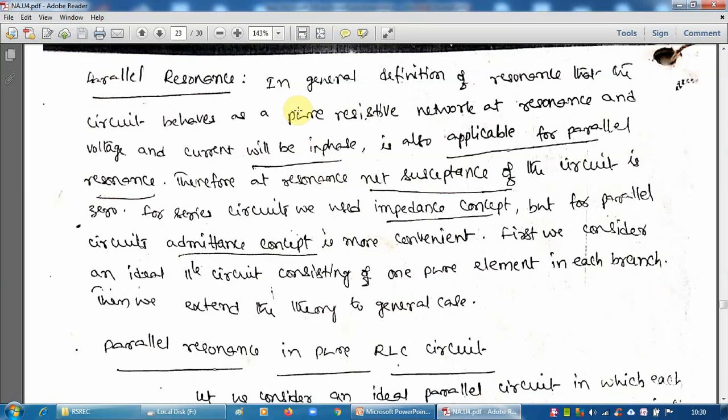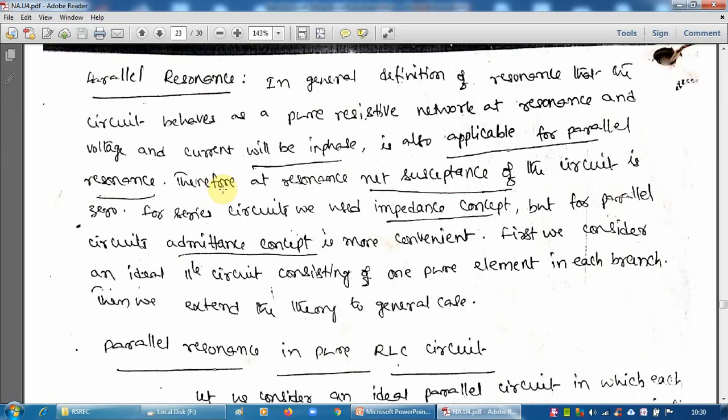Parallel resonance. In general, the definition of resonance as we defined previously for series circuit, that is, the circuit behaves as a pure resistive network at resonance and voltage and current will be in phase, is also applicable for parallel resonance. At that time itself I said the general condition for a circuit to resonate is that the voltage and resulting current should be in phase. So here also, same definition.